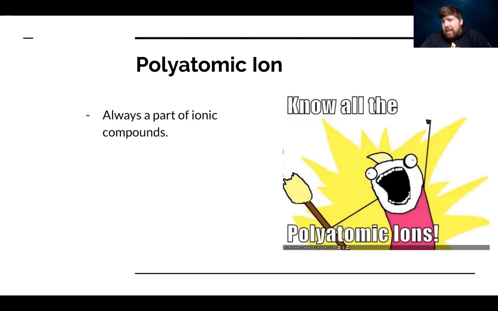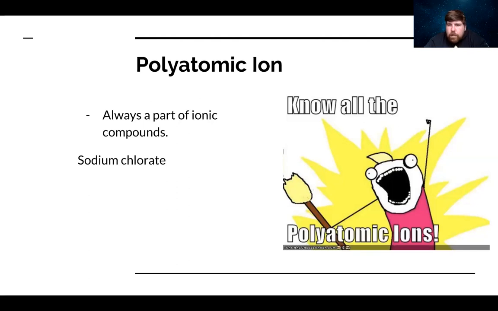Now, with that being said, while polyatomic ions are a group of covalently bonded substances, they are always a part of an ionic compound. What I mean by this is that if the polyatomic ion is negative, it's probably going to be bonded to a positively charged cation, and vice versa. If your polyatomic ion is positive, it's going to be bonded to some sort of negatively charged anion.